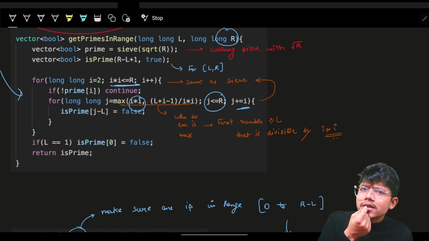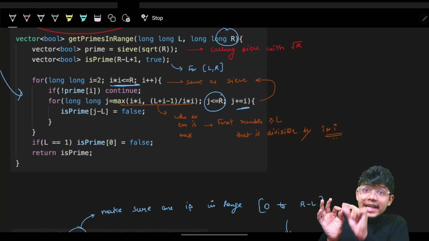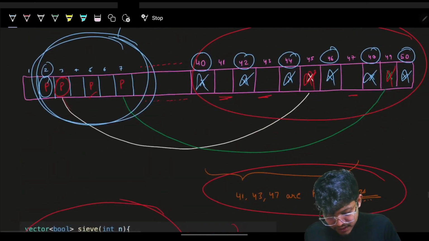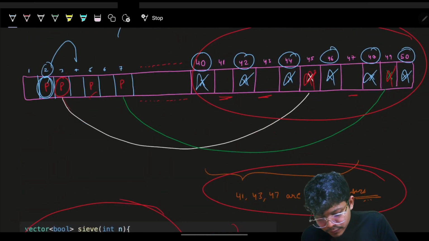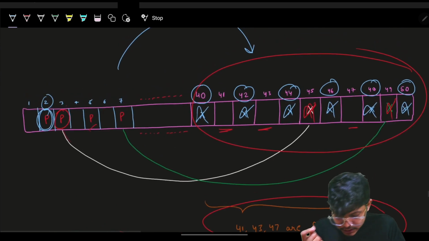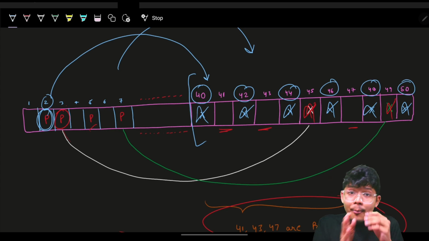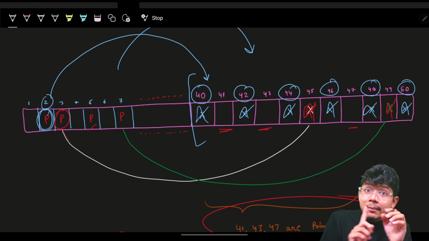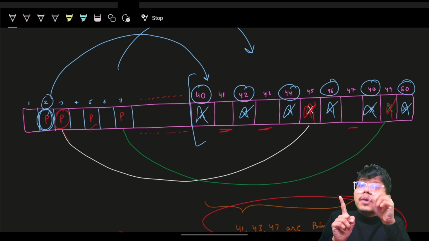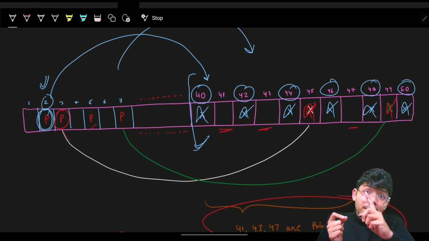But here's a small catch. What is the small catch? If you remember, this i into i says I will start from i into i. For example, for this 2, i into i will be 4. Is it even logical to mark 4 as not prime? No, right? It is not logical. You should actually mark 40 as a not prime number. So you will have to say, okay, it should be more than my L, but also it should be the first multiple of your i.